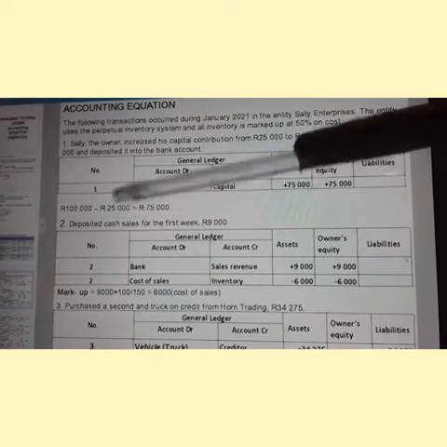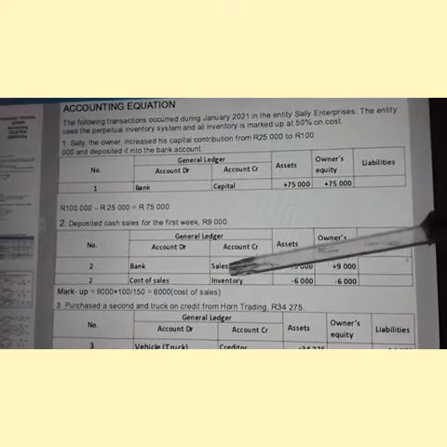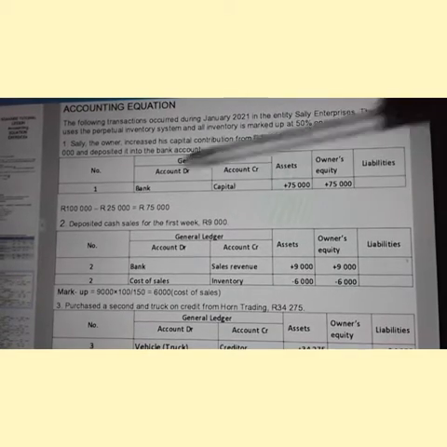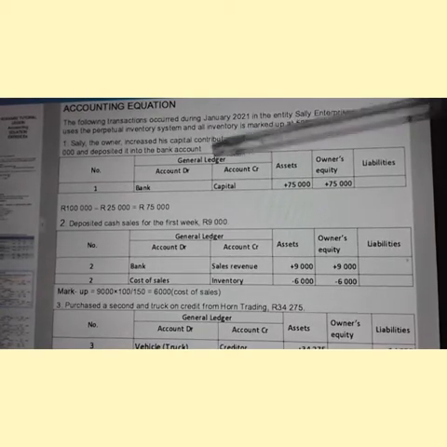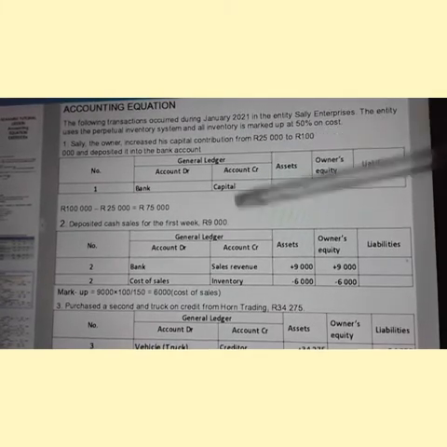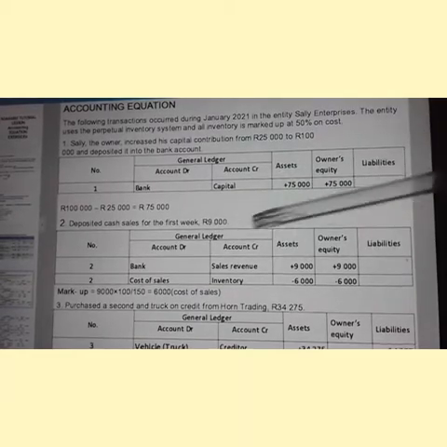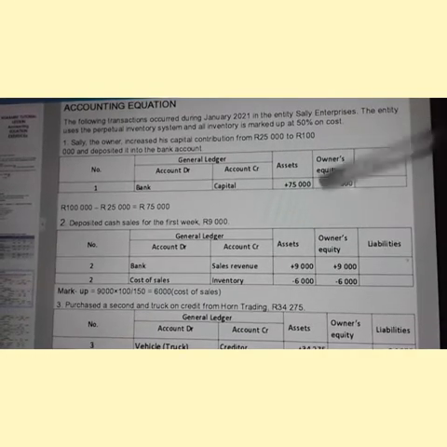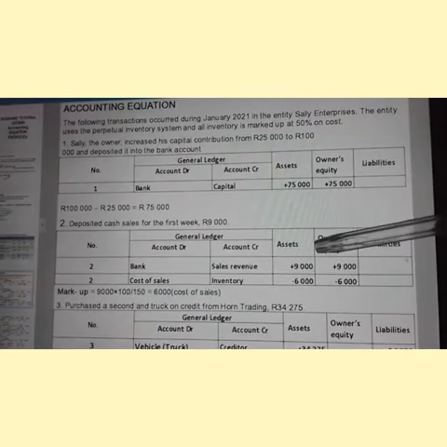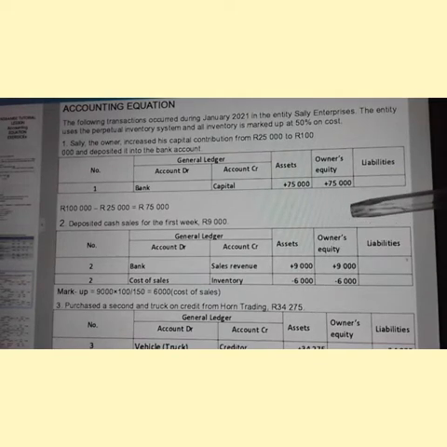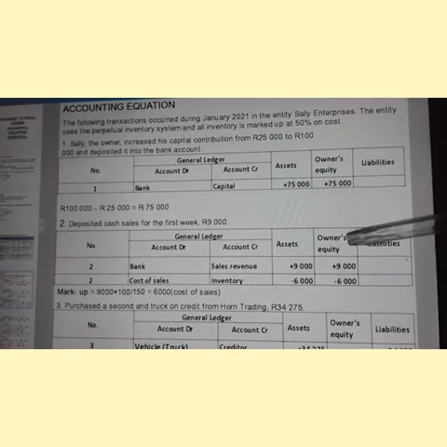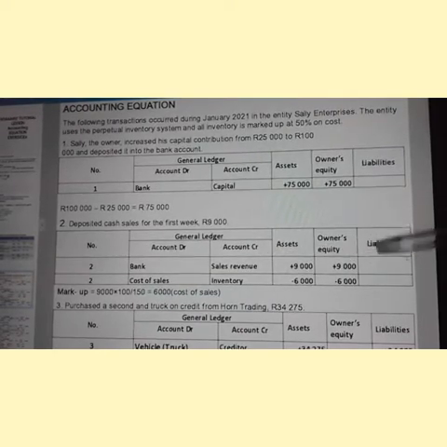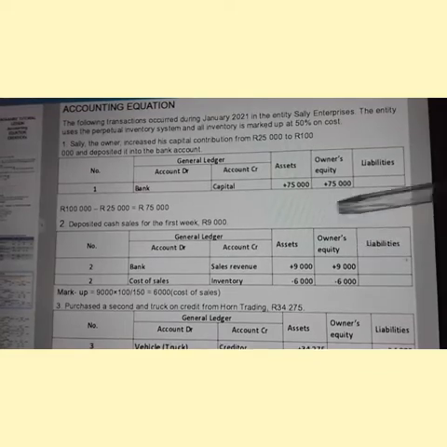So we have the bank account here, and we have sales revenue. Sales revenue is the type of income that we get from sales. It doesn't matter whether it's cash sales or credit sales. Any income that we make from sales is called sales revenue. So the two accounts here are bank and sales revenue, and this is how it's going to affect our accounting equation. It's going to increase our assets, and it's also going to increase our owner's equity account. Remember that sales revenue is an income account, which increases the owner's equity account.